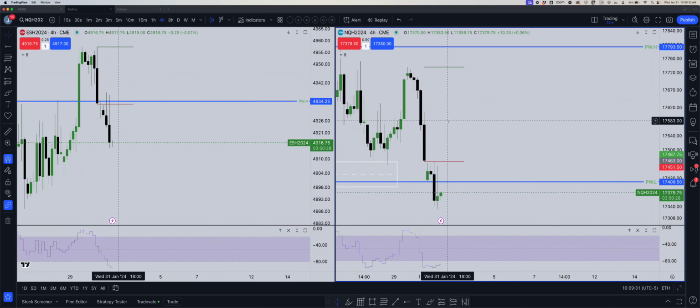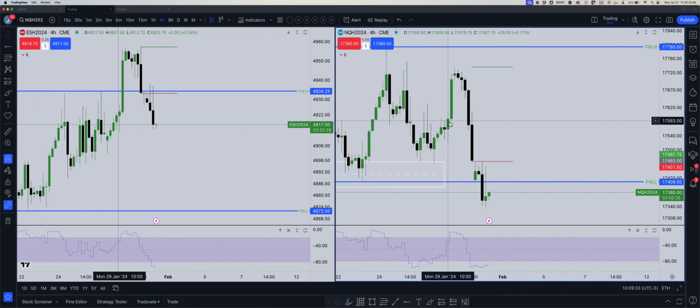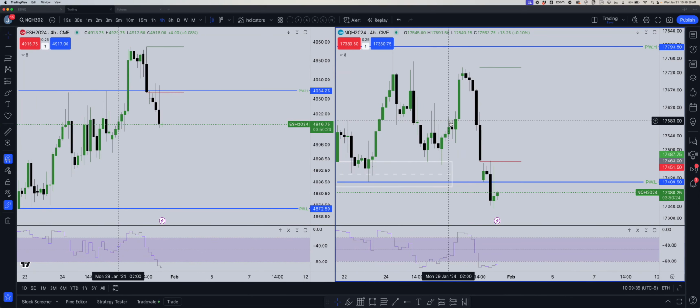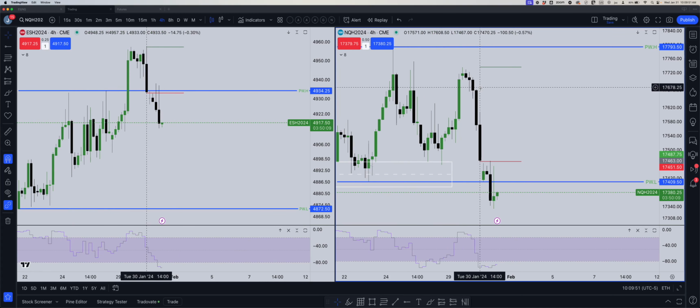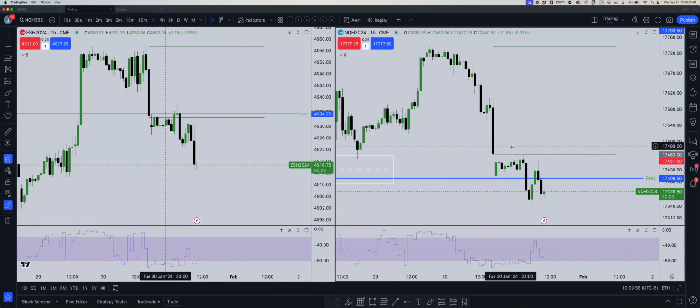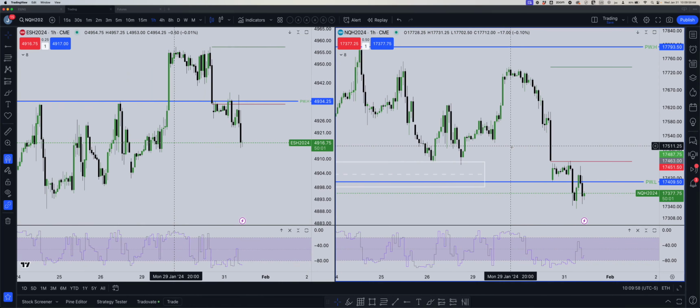Let's go to the 4-hour chart. You will see an SMT div where ES made a higher high right here, but NQ didn't. This is telling me that there's smart money reversal here in the longer term, and you can see that it definitely did reverse. The 1-hour chart is showing me the same as the 4-hour chart, nothing different here.